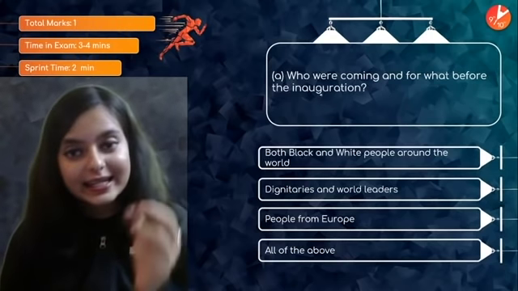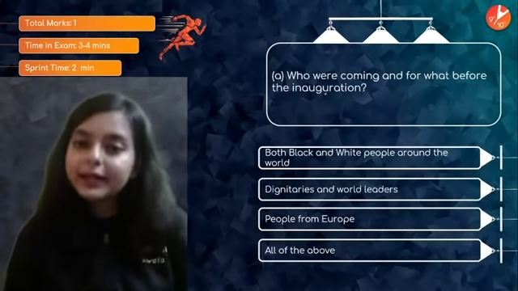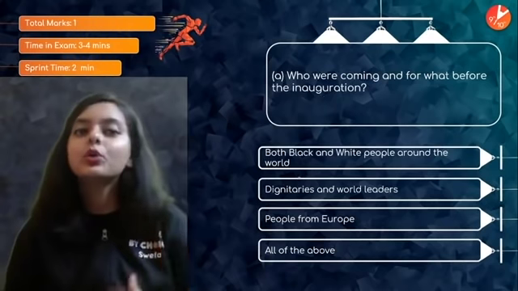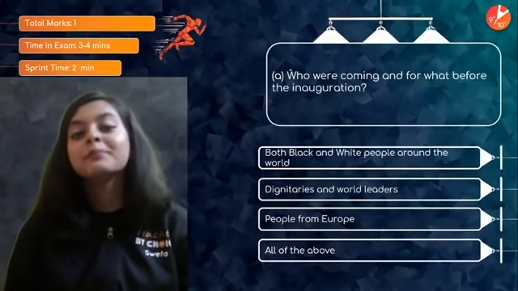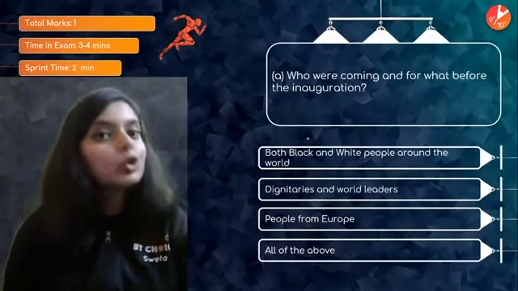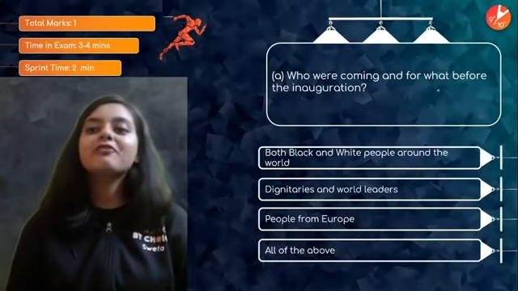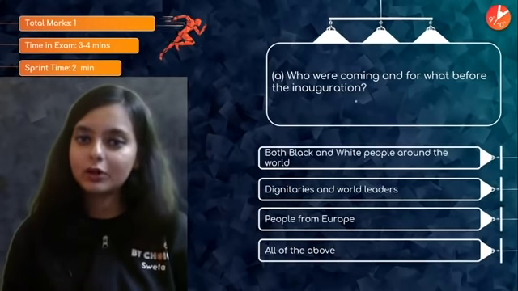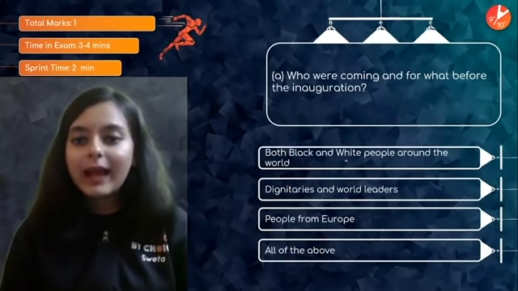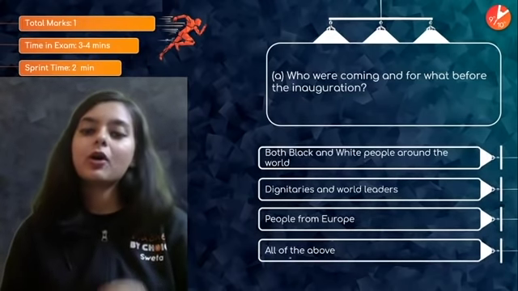When you are actually getting this question, to read it, to go through the options, you usually take 3 minutes, right? But in our session, we will do it in 2 minutes. How? Let me show you how. Who were coming and for what before the inauguration? Both black and white people around the world, dignitaries and world leaders, people from Europe, all of the above.